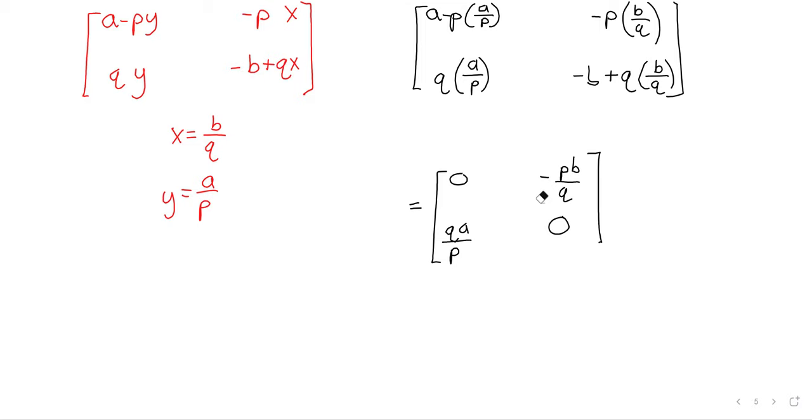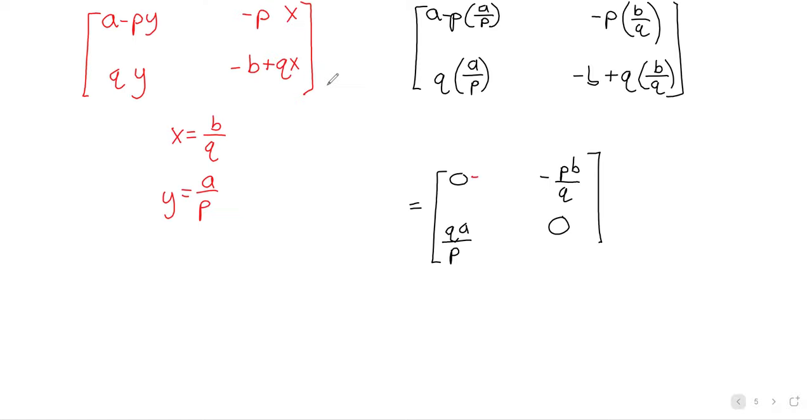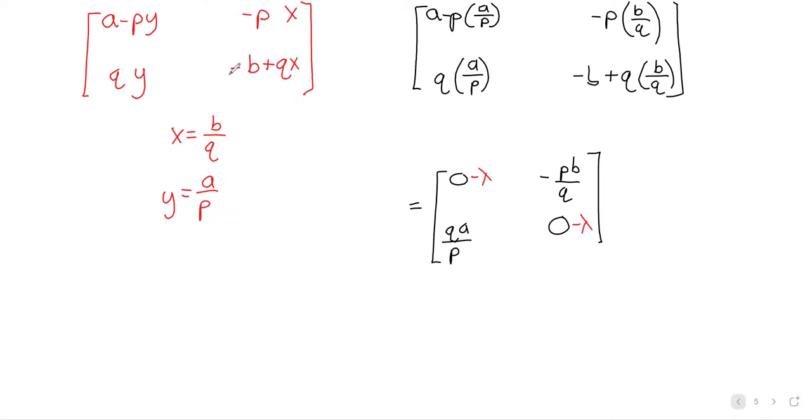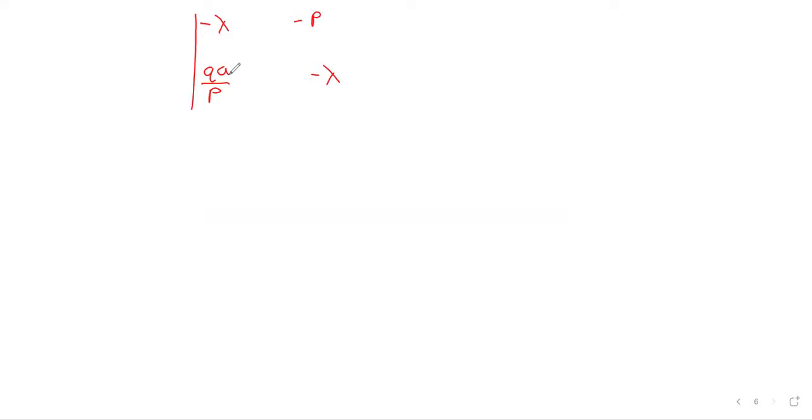Finding the eigenvalues. We get negative lambdas alone on the diagonal because there were zeros there, and we subtract lambda on the diagonal. Then let's see, QAP, and negative PB2. So lambda squared minus QA over P times PB over Q. And this is supposed to be zero to find the eigenvalues.